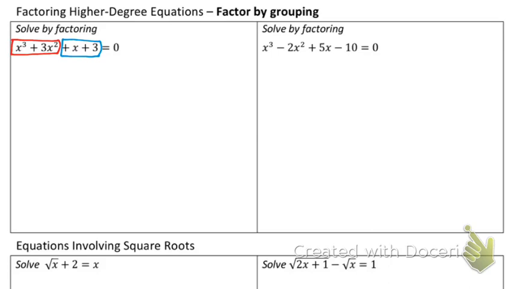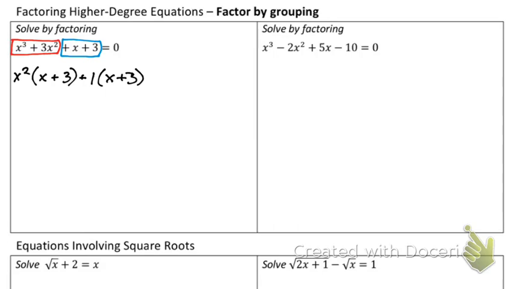What's the biggest thing I can factor out of x cubed and 3x squared? Yes, I can factor out an x squared. So we're going to pull out an x squared. x cubed divided by x squared is just x to the first. Plus 3x squared divided by x squared is just 3. Well, the only thing I can pull out of x and a 3 would be a 1. But that doesn't make sense.